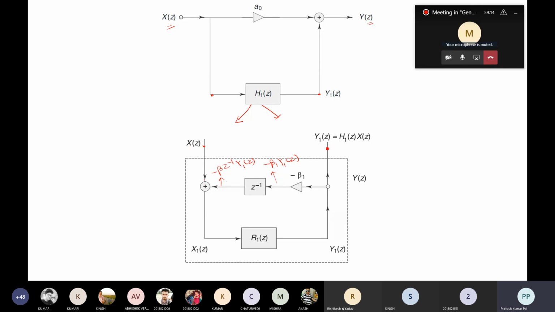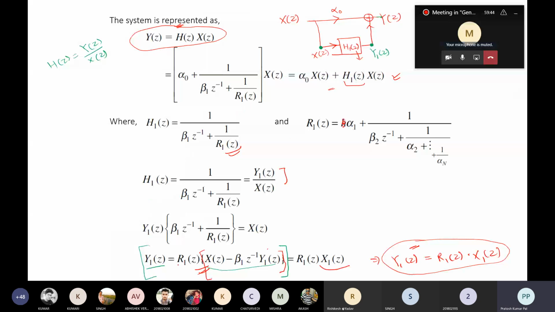So this value will be added here. It is being added, so x of z is added. This value will be your x of z minus beta z to the power minus 1 y1 of z. This value is represented as x1 of z. This is being multiplied by r1 of z completely, and that comes out to be your y1 of z. Here it is the same as written: r1 of z into this term, and this term is represented as x1 of z.